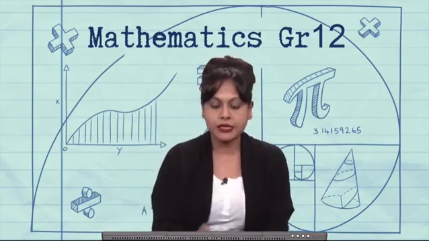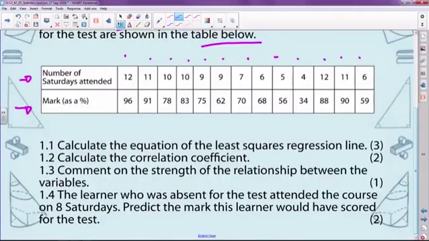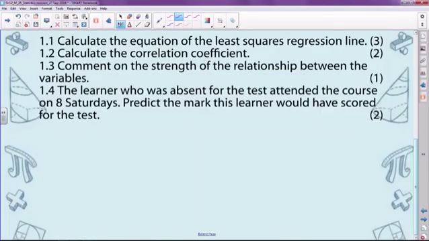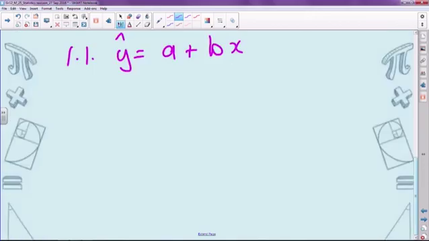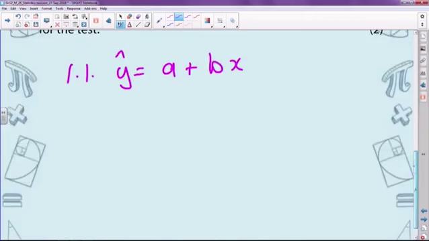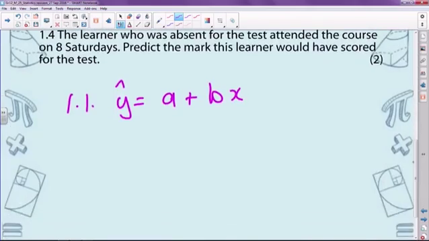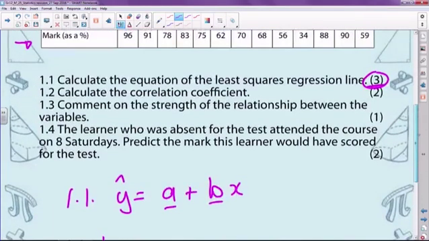The first question says, calculate the equation of the least squares regression line. It's for 3 marks. You need to be able to do this on the calculator. It is way too long to try and work this out manually for 3 marks. Remember what we're working out: in order to work out the equation of any linear line, you need the y-intercept and you need the gradient. I'm going to show you how to do this on your calculator.